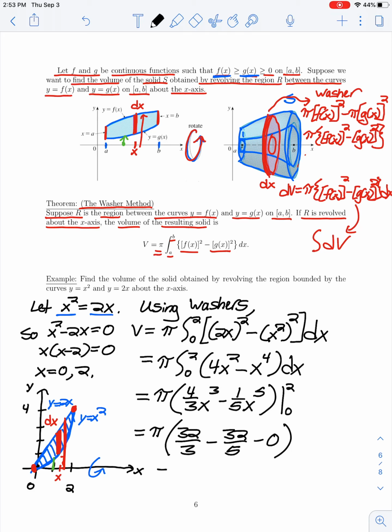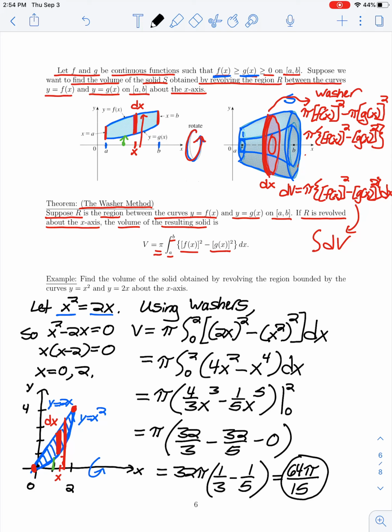So let's see what we're left with. I can factor out a 32 from each term in the parentheses, so I have a 32 pi, and I'm left with 1/3 minus 1/5. Now 1/3 minus 1/5 would be, let's see, 5 minus 3 or 2 over 15. And then taking that 2 over 15 times my 32 pi, I have 64 pi over 15.